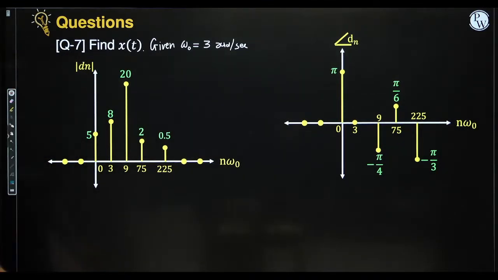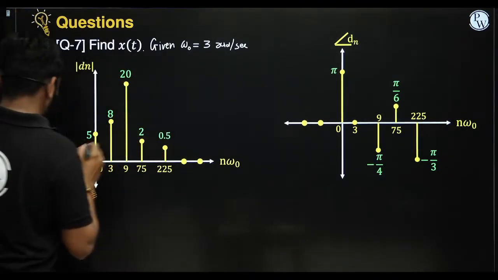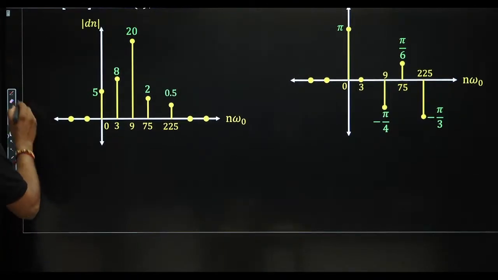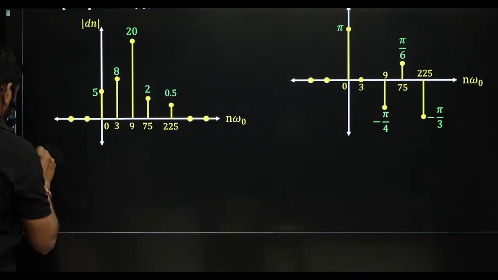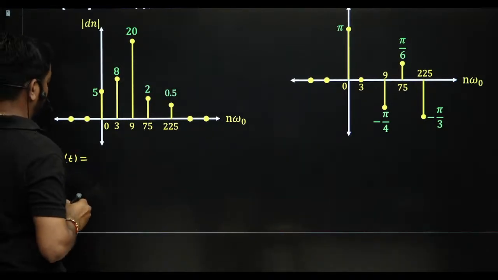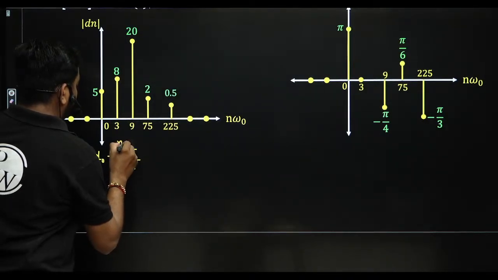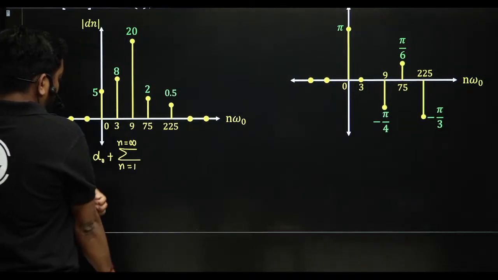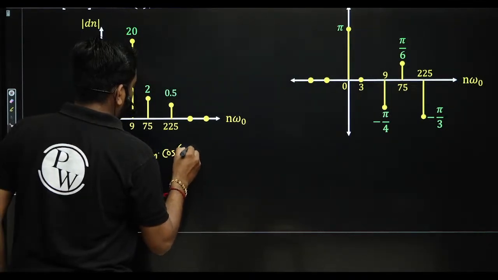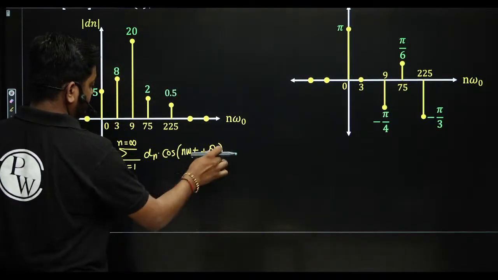Now you have to use the polar form here. So what is the polar form? x of t is equal to D0 plus summation n from 1 to infinity of Dn, the magnitude, cos of n omega 0 t plus theta n. This is the magnitude Dn and this is the phase angle.